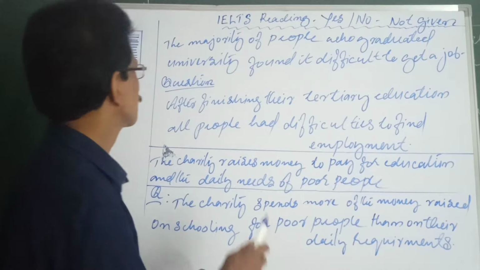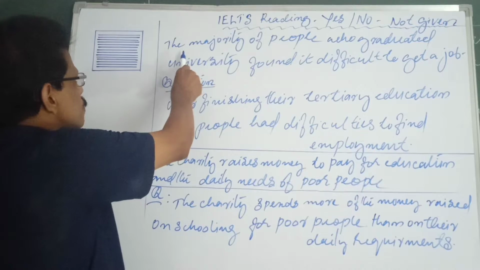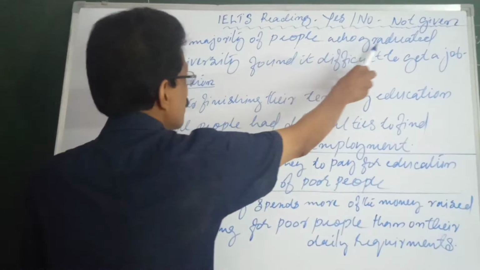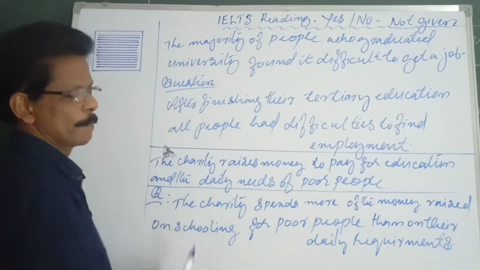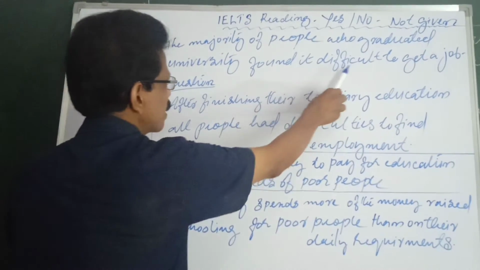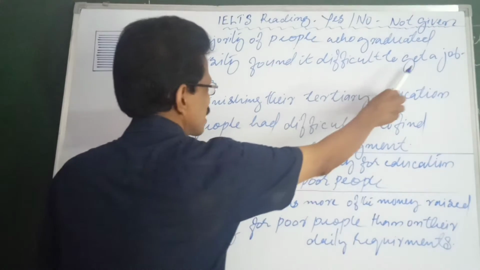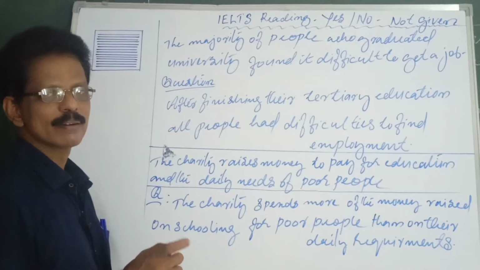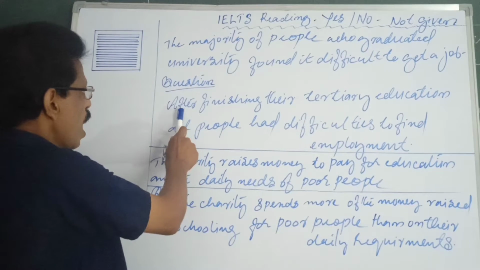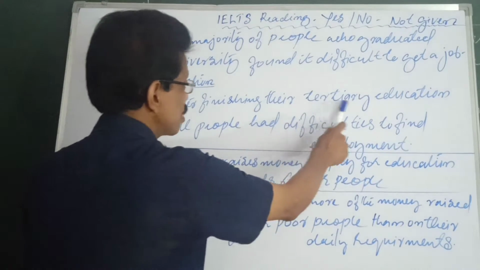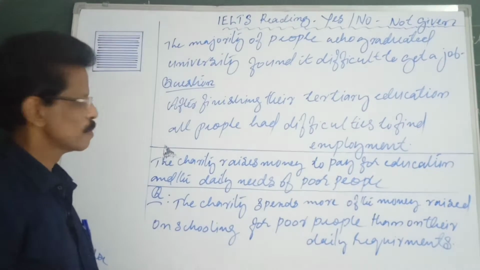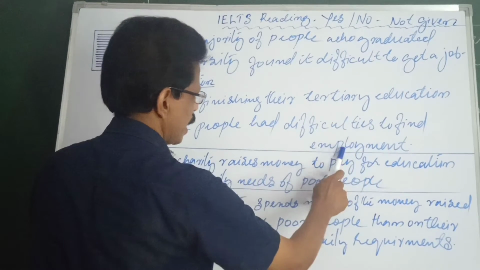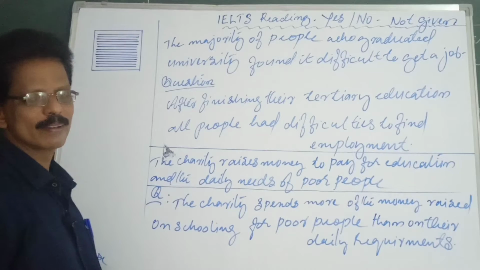Take for example, read this statement. The majority of people who graduated university found it difficult to get a job. That is the statement. And this is a question. After finishing their tertiary education, all people had difficulties to find employment. So compare both.